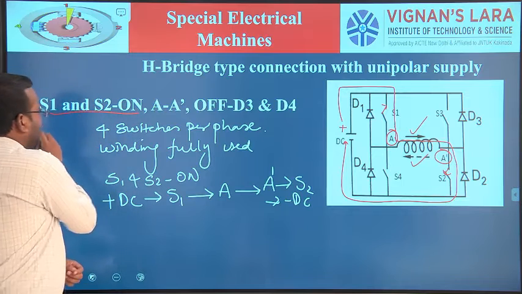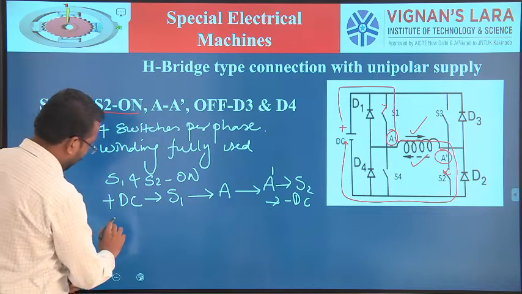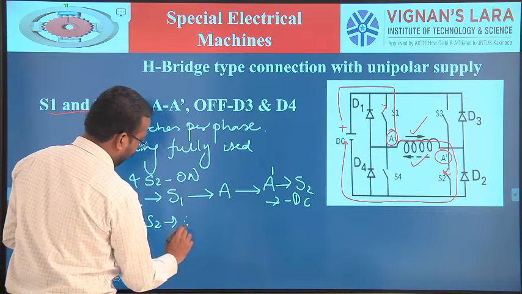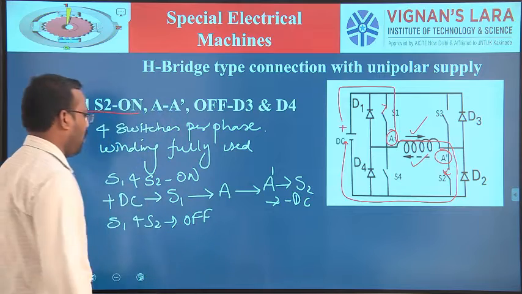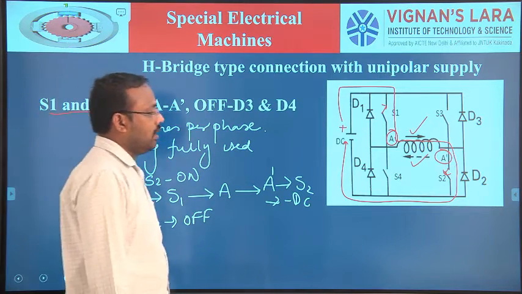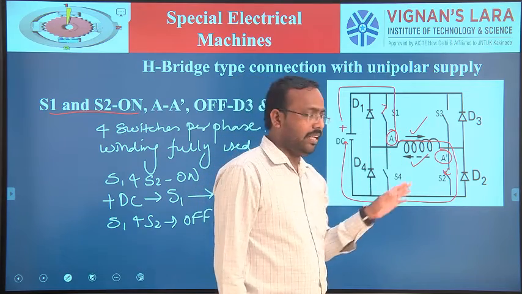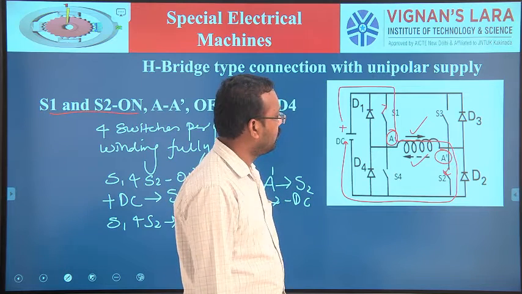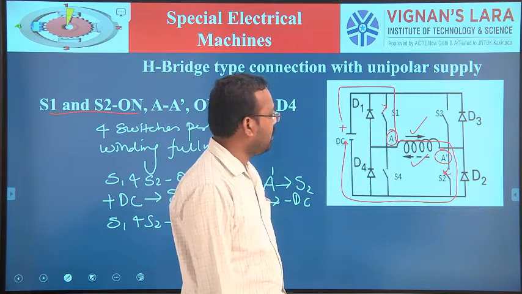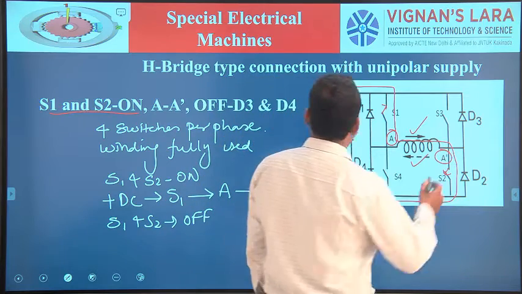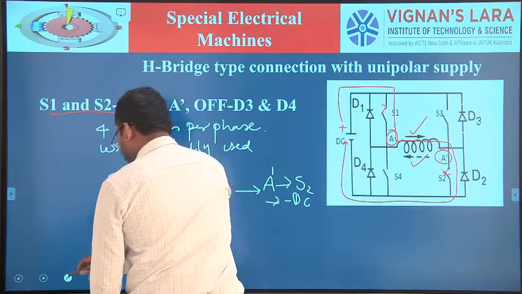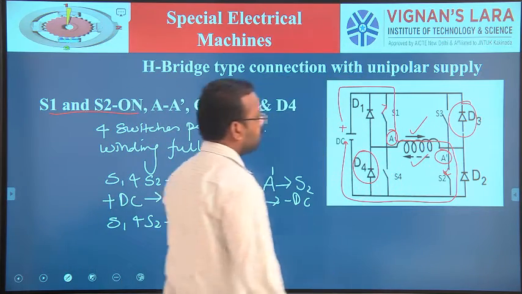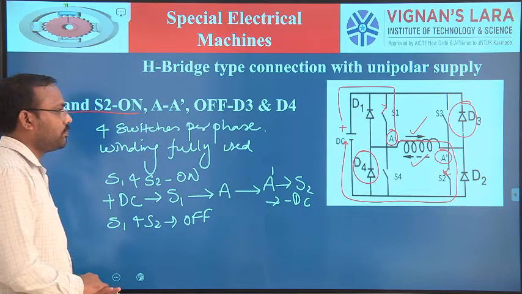Now these switches S1 and S2 are turned off. What happens? The energy stored in the inductive winding is fed back to the supply side through diodes D3 and D4. So this is the first mode of operation.